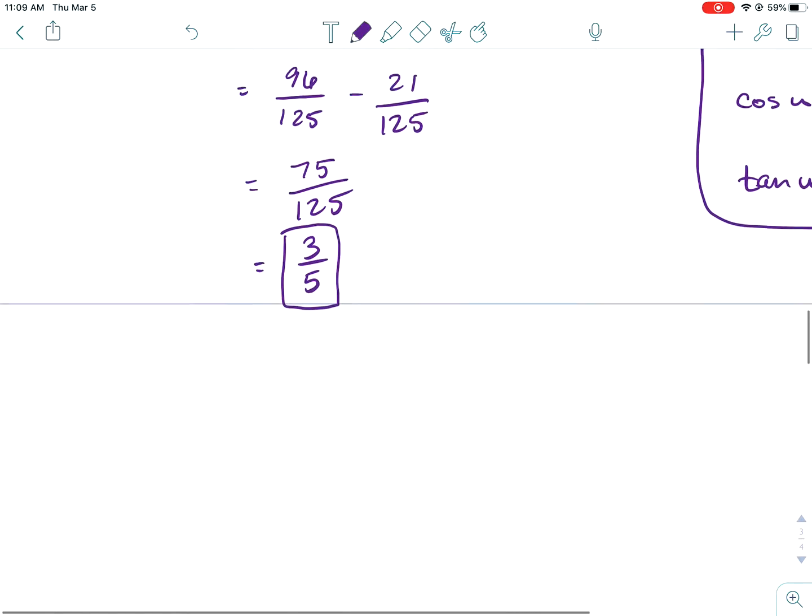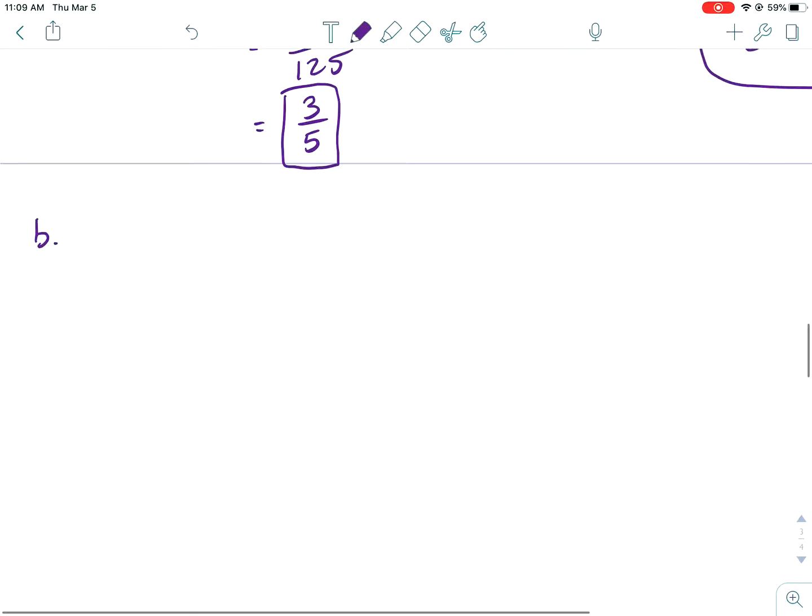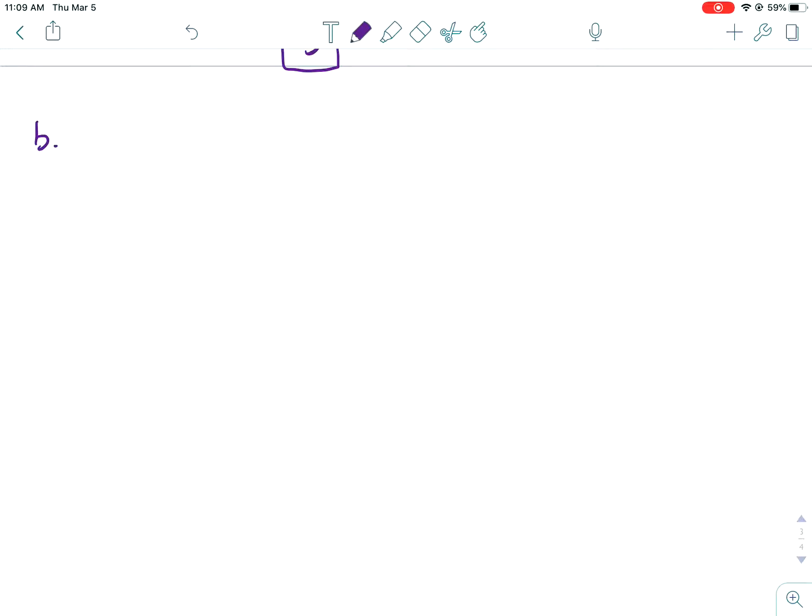Let's do a tangent one, because the tangent ones are always a little harder. So for B, we're going to find the tangent of u minus v. All right, so you guys go ahead, use your identity sheet, write down the identity, please.